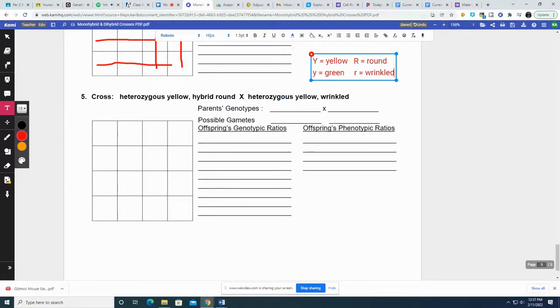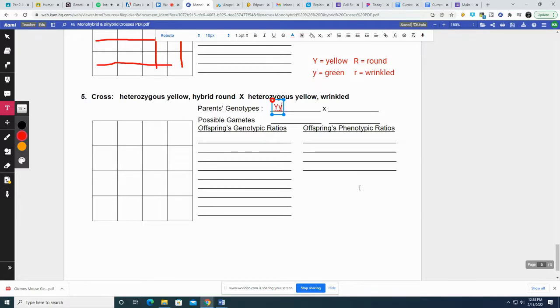Step number 1. Turn the parents. I need to turn heterozygous yellow into 2 letters. I need to turn hybrid round into 2 letters. All right, here we go. Heterozygous yellow. Heterozygous means the same as hybrid. It means different. So I need 2 different Y's. Big Y, little y. All right, now we still need to know if it's wrinkled though, or smooth, or round.